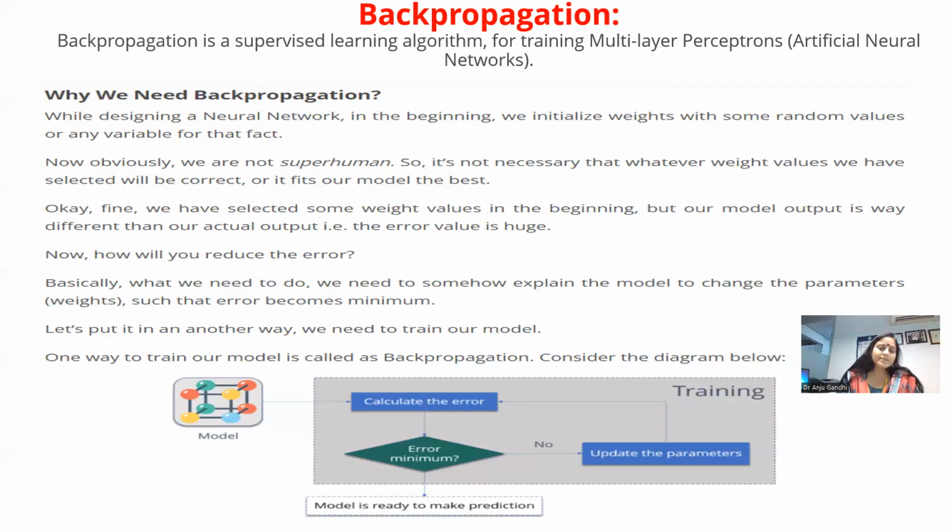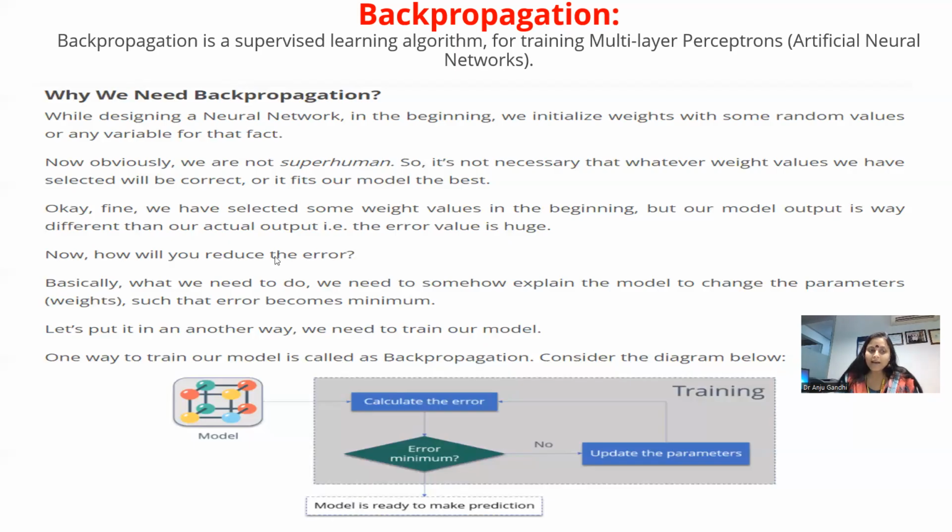Now, basically, what we need to do is somehow make the model change the parameters such that the error becomes minimum, right? That we have already told you, because this is one of our tasks here. We have to minimize the error, right? Now, let's put it another way. We need to train our model. One way to train a model is called backpropagation, right?